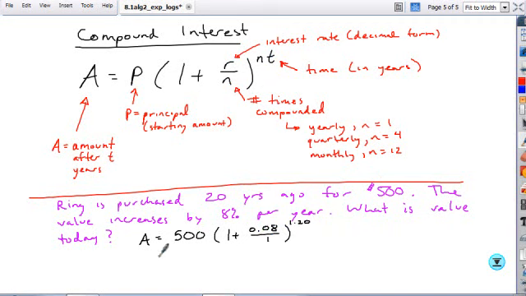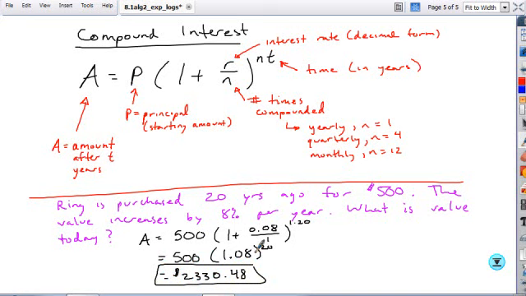Okay, so really what you're calculating is 500 times 1.08 to the 20th, and that should give you your final calculated value of 2,330 and 48 cents. Okay. Right, so any of the story problems that you're going to see here, and I'll go through some more examples of those or the homework next class, but they're all going to follow this same pattern here.